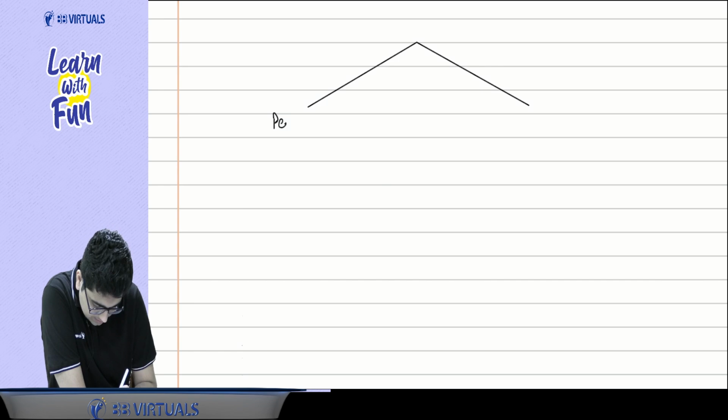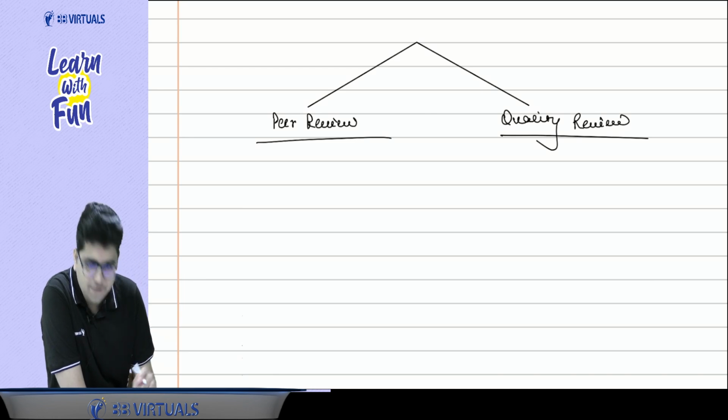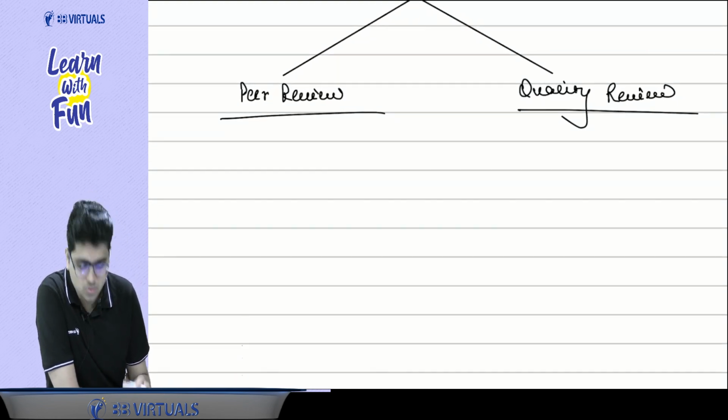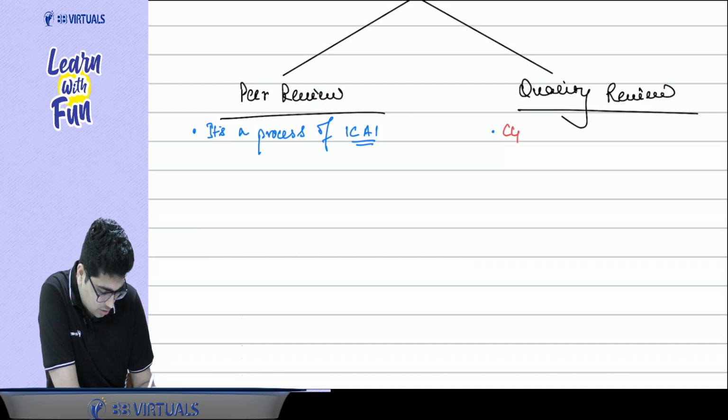So the first thing is peer review, then quality review. If I talk about the basic difference between the two, it says that peer review is a process of ICAI. And quality review is done by the central government and it is independent of ICAI.